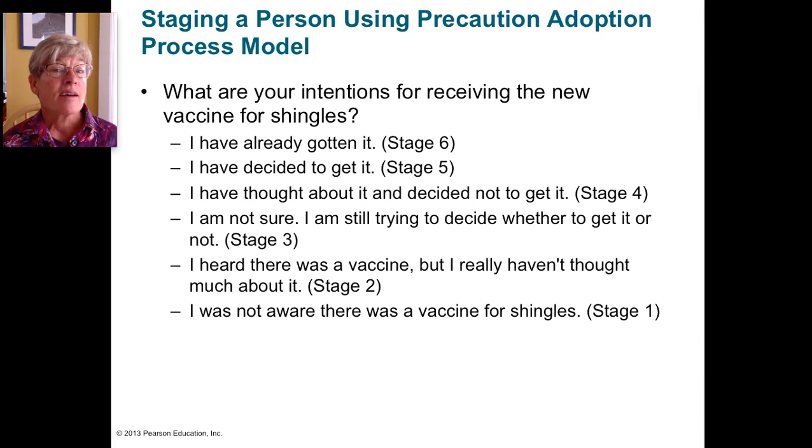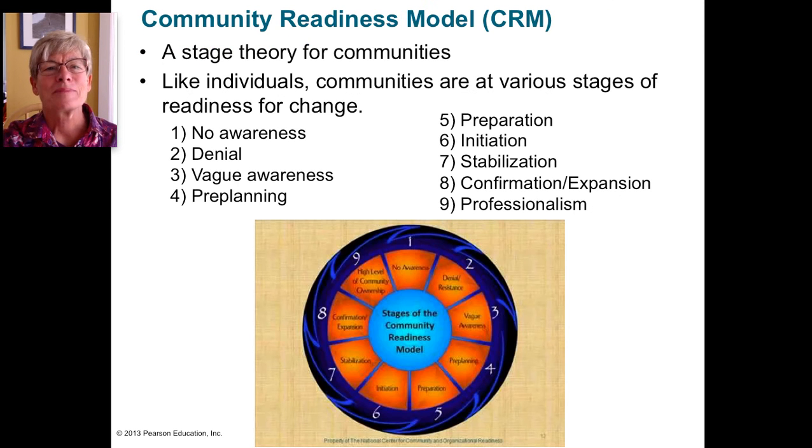So recently I have learned that there was a shingles vaccine, and I have decided to get it, but I have not gotten it yet. So there I am in stage 5. So I wonder, what is it going to take for me to finally act and actually go and get that shingles vaccine? Interesting to think about.